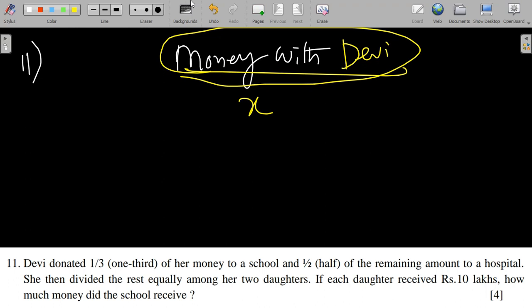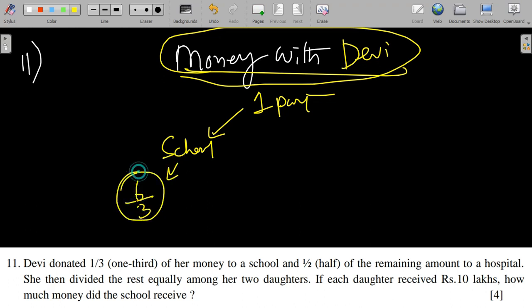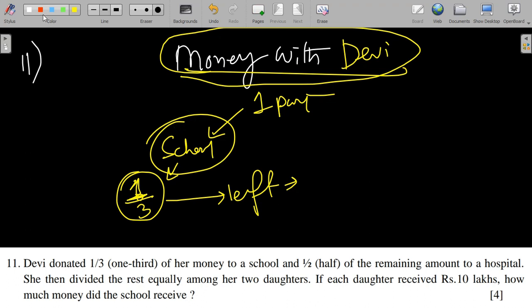Or if you want to do it with parts, we can do it with parts also. One part of money she is having. What she has done: 1/3 of her money donated to school. To school, how much did she give? 1/3 of it, so 1/3 of 1 means 1/3 part. So how much money is left after giving to school? The money left with her is 1 minus 1 by 3.